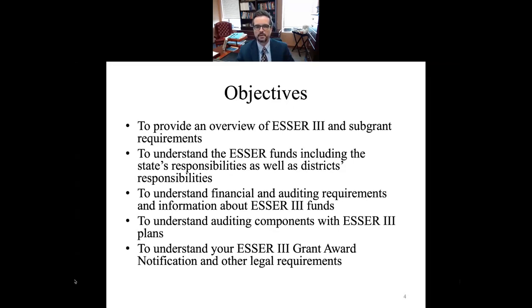I will be joined today by a number of colleagues here from the South Carolina Department of Education who have been integral in working and managing all of these federal funds, and we will be presenting information to you as we go forward.